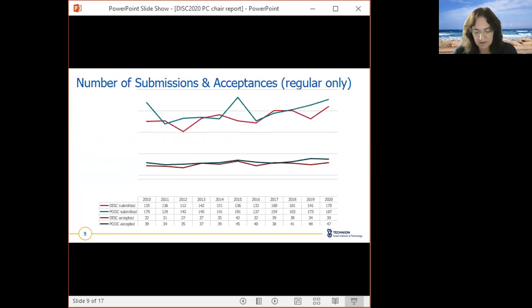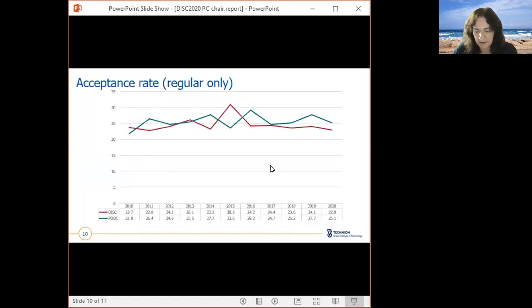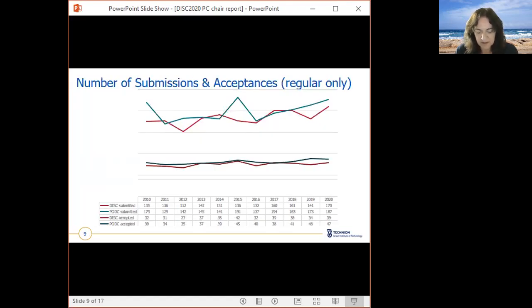Looking at long-term trends, we can see the number of submissions to DISC, in dark red, is increasing and is tracking very close to the number of submissions to PODC, which appears in green-blue in the chart. The number of papers accepted to the two conferences is very close. These are the lower numbers in the chart, and it's quite close, with DISC actually trending a bit smaller. This gives the following trends in acceptance rate. Again, DISC is in dark red and PODC is in green-blue, trending rather close to each other. The acceptance rate is almost always somewhat lower than PODC's.